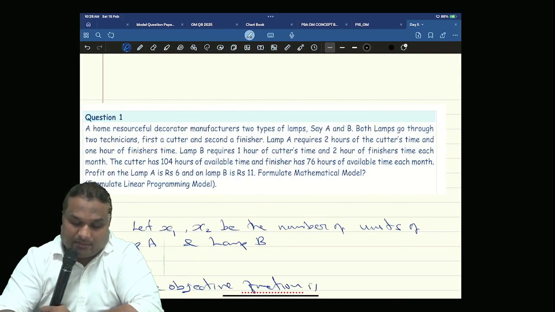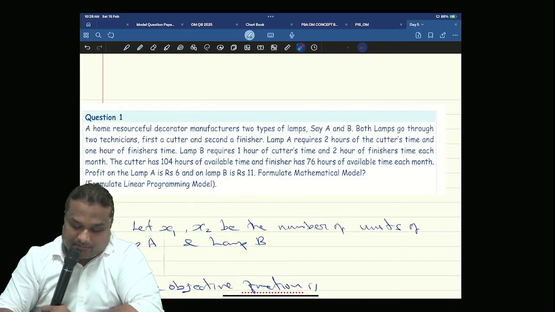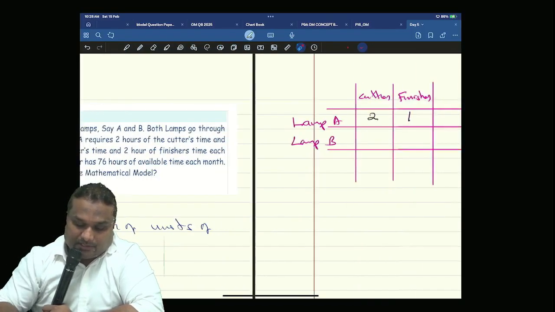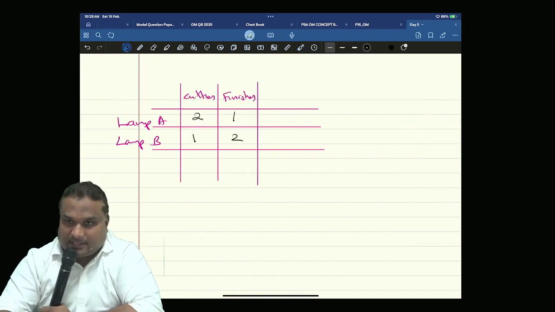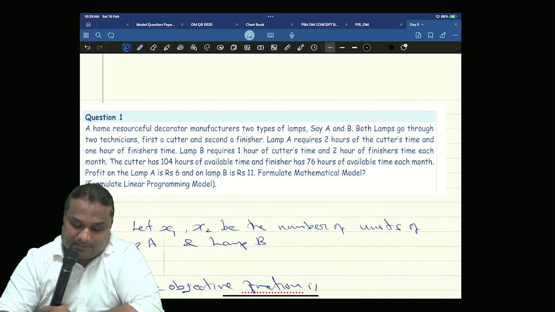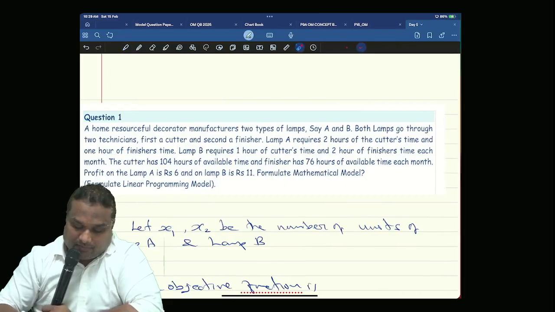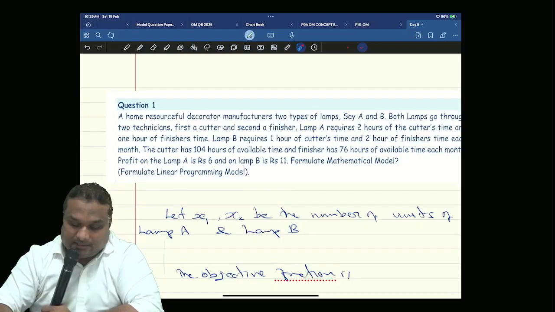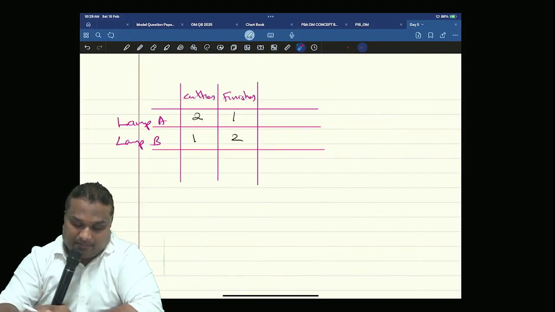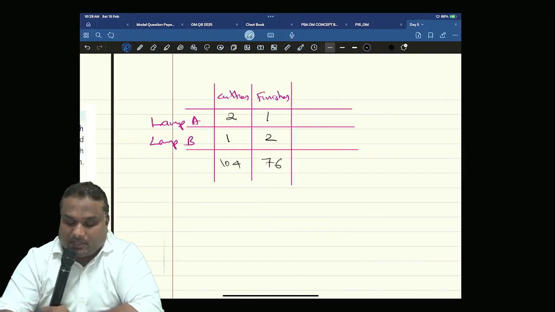Now read the next dialogue. Lamp B requires 1 hour of cutter's time, 2 hours of finisher's time. Now this is 1 hour, this is 2 hours. Next, the cutter has 104 hours of available time. The finisher has 76 hours of available time. Now look here. The maximum available time is 104.